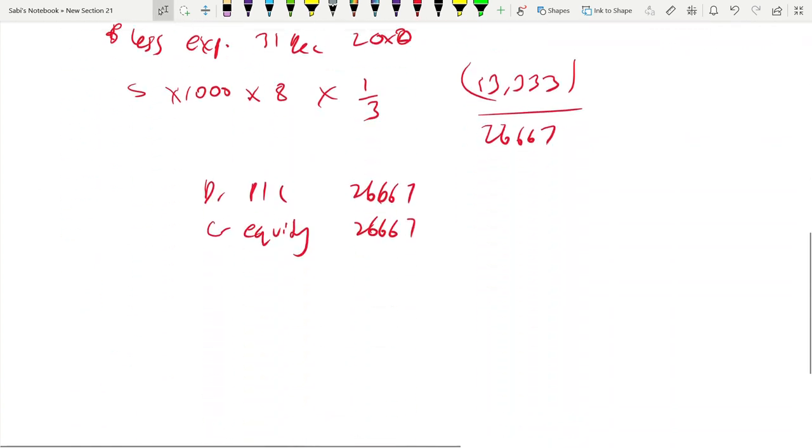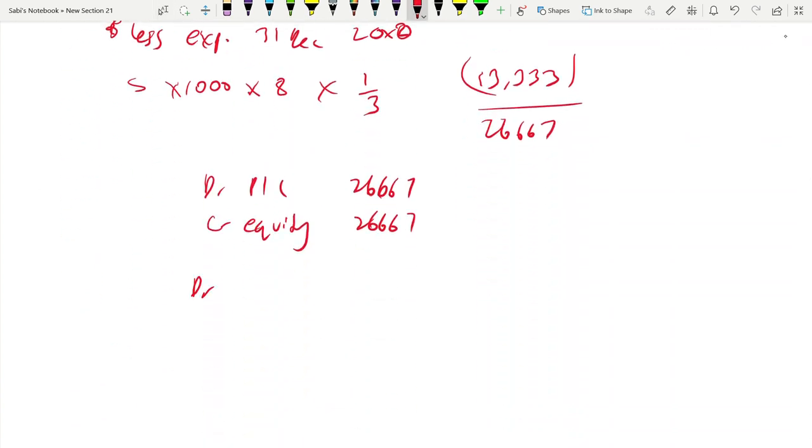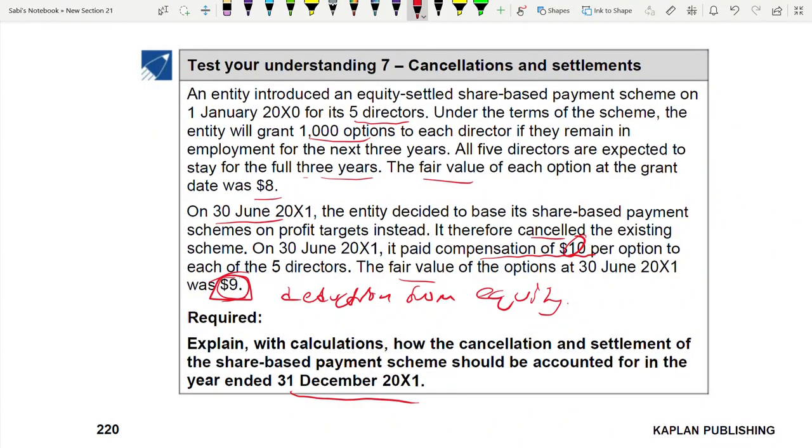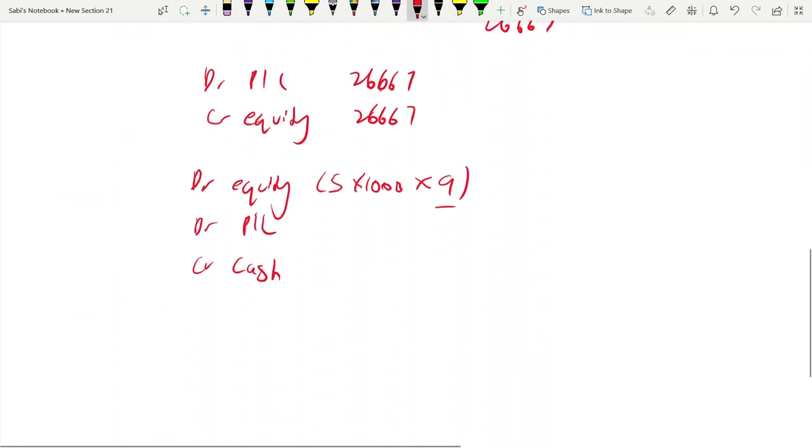So this will be your accounting entry: debit equity, because you have to show it as a deduction from equity. You also have to debit your P&L, the extra one, and credit cash. How many directors? 5 directors into 1000 options into 9. This is the fair value at that date. When you cancel, you take the fair value at the date you're canceling the option. It's 9, not 8. And you do not separate over the years. You recognize the full amount, which is 45,000.